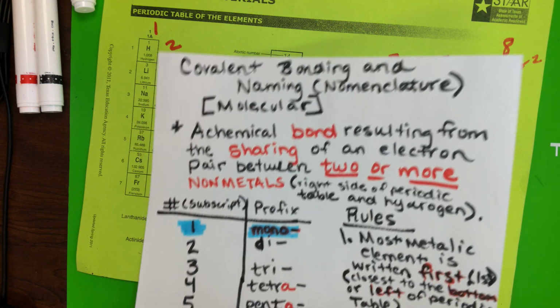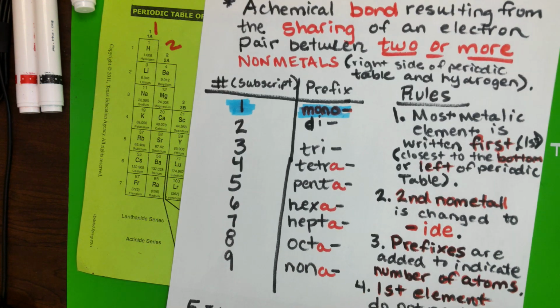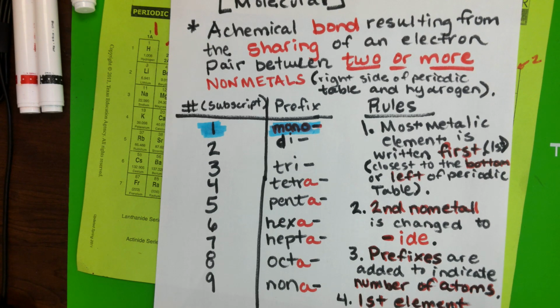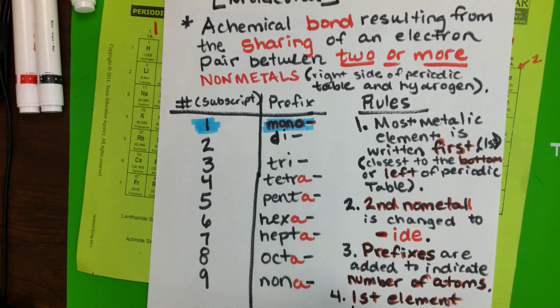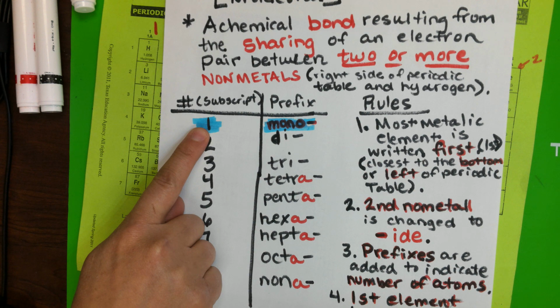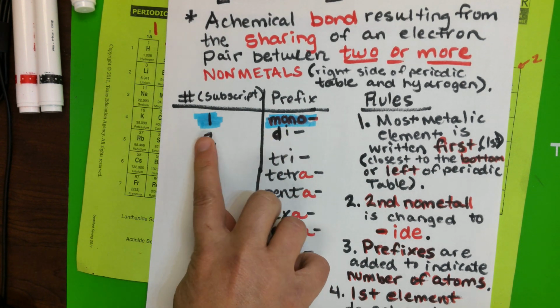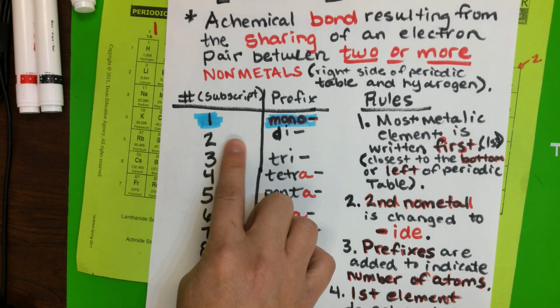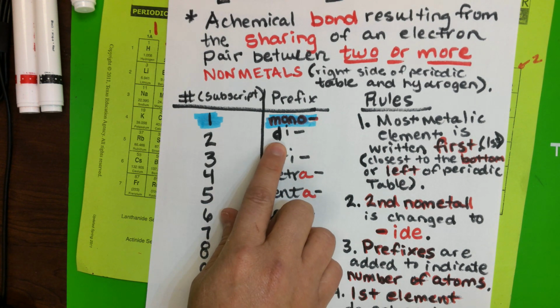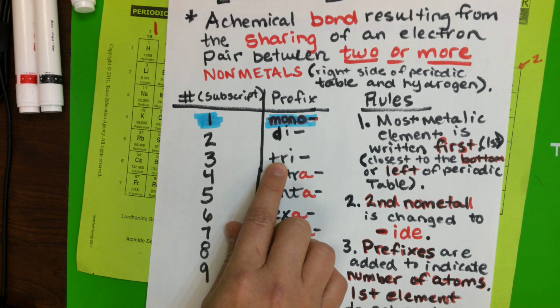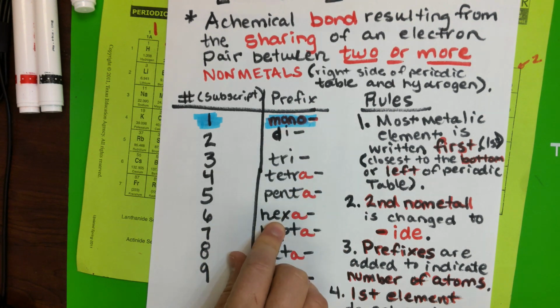So I'm going to put the rules here. It might sound like a lot, but it's really not that hard. For example, if you see subscripts, anytime it's a 1, it's usually mono, but there are exceptions. If the subscript is 2, it's called di, 3 is tri. So that's their prefix in the beginning.